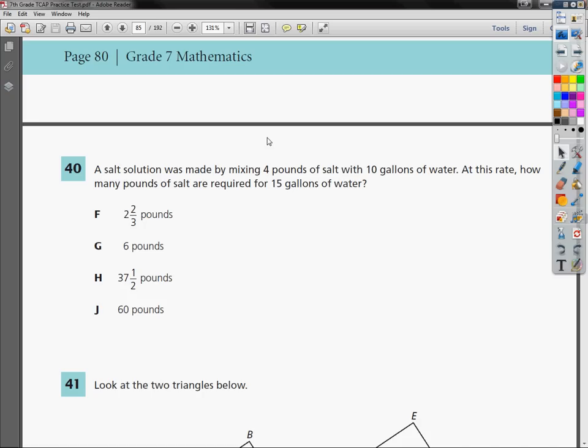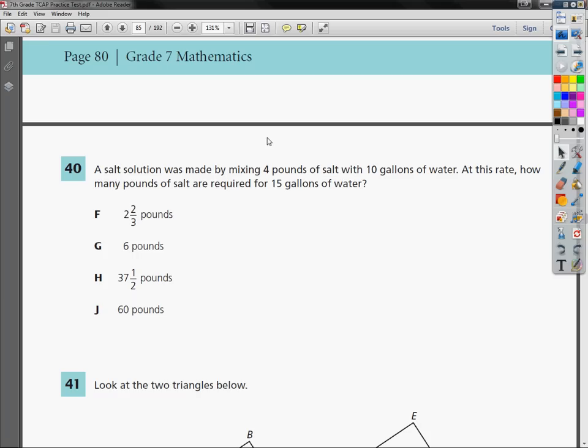TCAP practice test question number 40 in the math section for 7th graders. The salt solution was a mixture of 4 pounds of salt with 10 gallons of water. At this rate, how many pounds of salt are required for 15 gallons of water? Now we're going to talk about how to do this in two different ways, but they're essentially the same way.